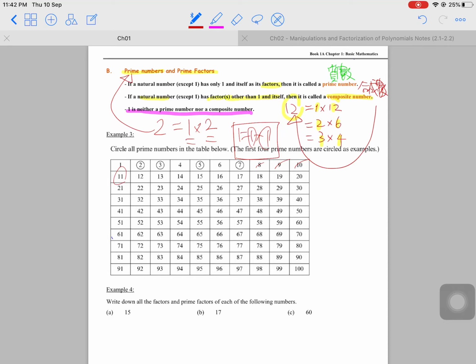So the next one is 11. 11 can only be 1 times 11, with no other factors, so it is a prime number. The next one is 13. So you can do it. Maybe I'll give you some time to think about it. Give you 10 seconds to check, then check the answer with me.